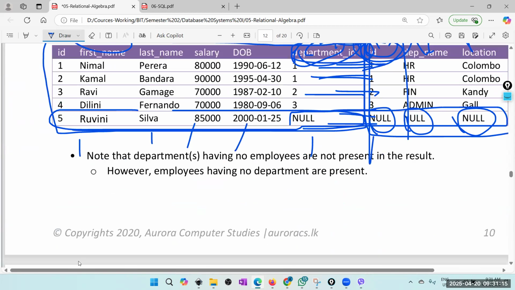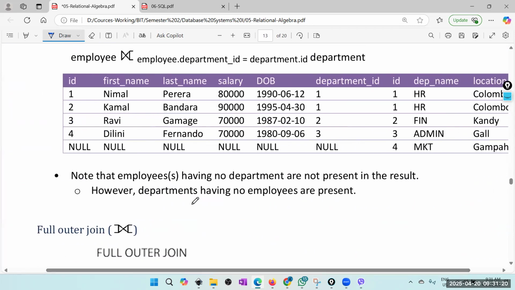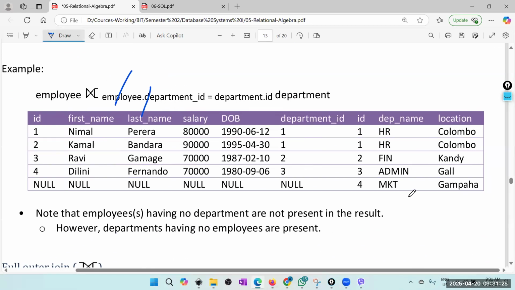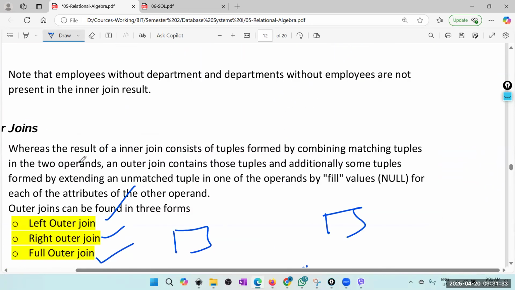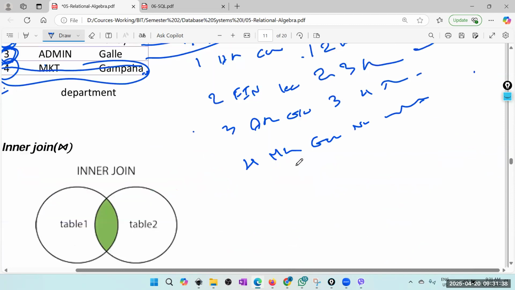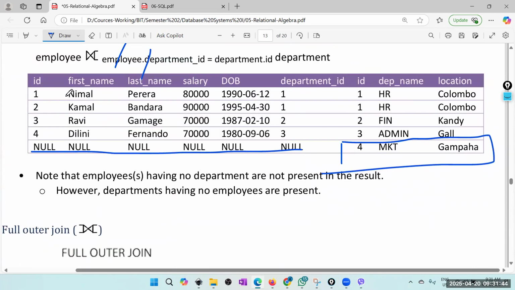So the result is this. Of course, we have taken the employee details to the left side, right? But this is your last record, 4 marketing Gampaha, all are null. And you can see none of the records refer to Ruvini Silva, because Ruvini Silva is not assigned to a department. So you can see no record related to Ruvini Silva here. That is called right outer join. Okay.